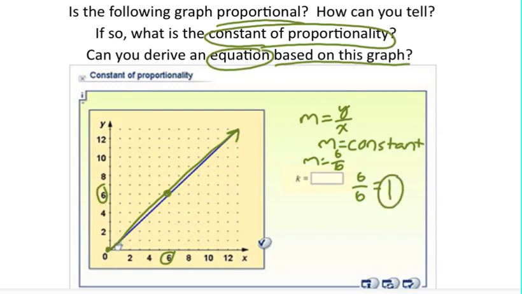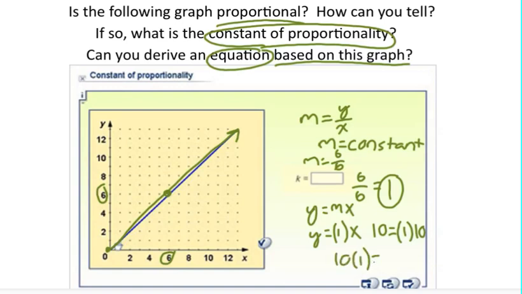An equation for constant proportionality is y equals mx, which can also work for this graph. If we substitute the constant into the equation, we get y equals 1 times x. You can check this equation by substituting any point into it, such as 10, 10. If we do this, we get 10 equals 1 times 10, because both x and y equal 10. This equation is correct because 10 times 1 equals 10.